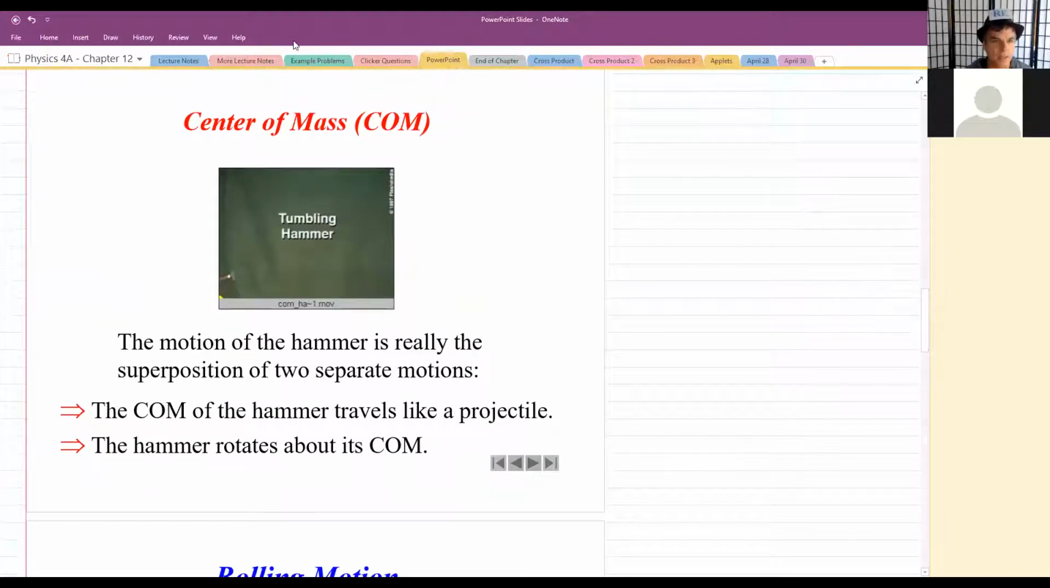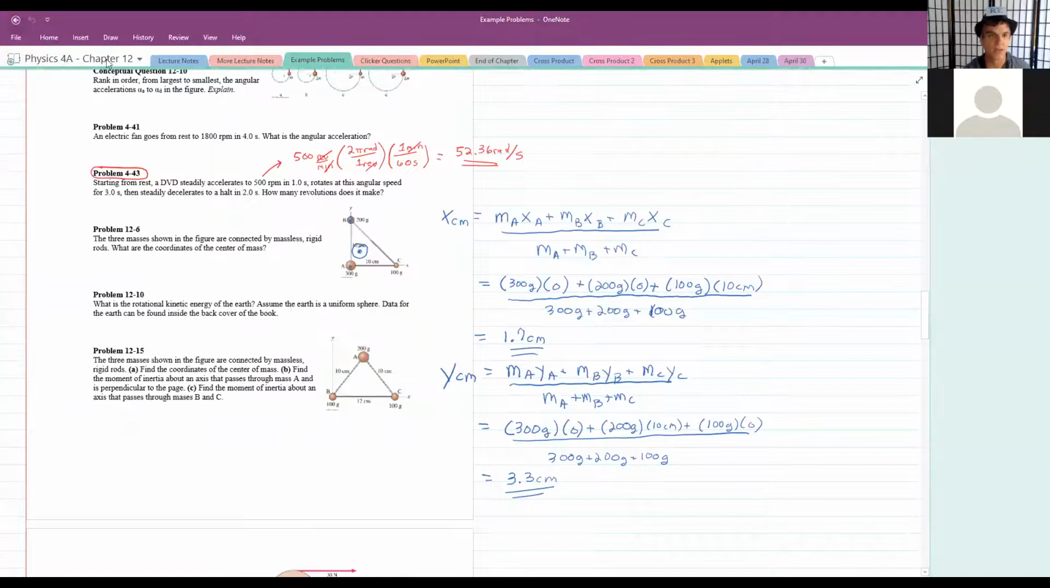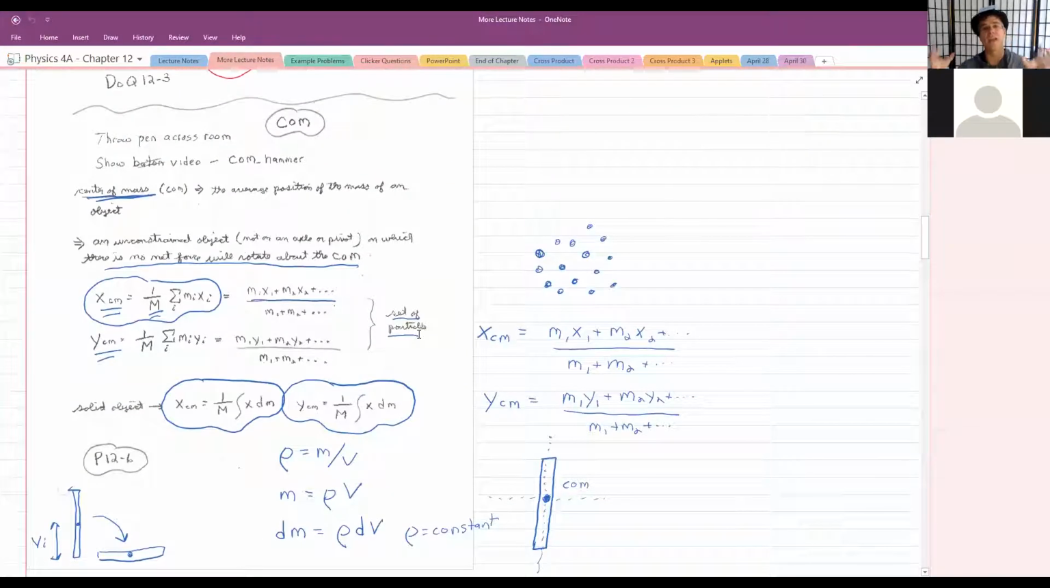And the equations for center of mass, let me get these lecture notes. It's basically a weighted average. If I have a collection of particles, 10 particles, 5 particles, I'm just taking the mass of each particle times its distance from the origin, adding those all up, and then dividing by the total mass. So if I had 3 objects, it'd be m1x1 plus m2x2 plus m3x3 divided by the total mass. Same thing for the y position. Now, that's if I had a collection of point particles.